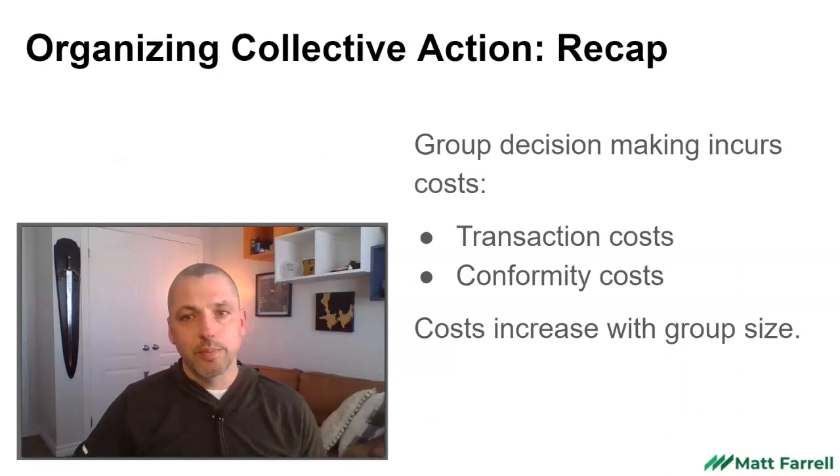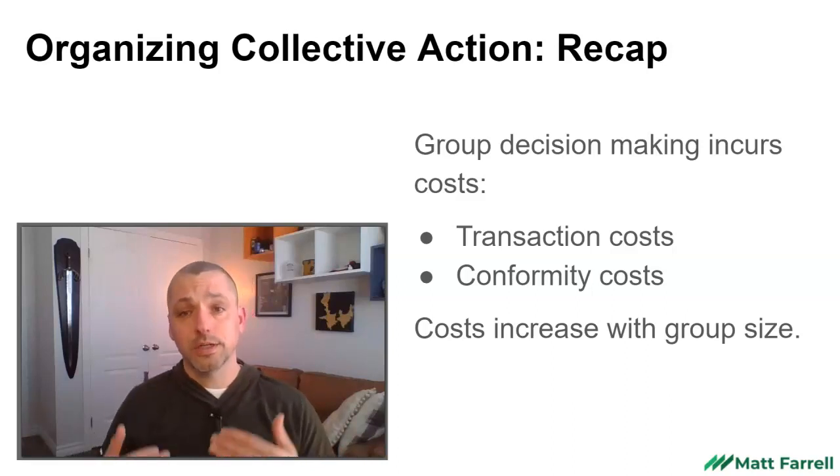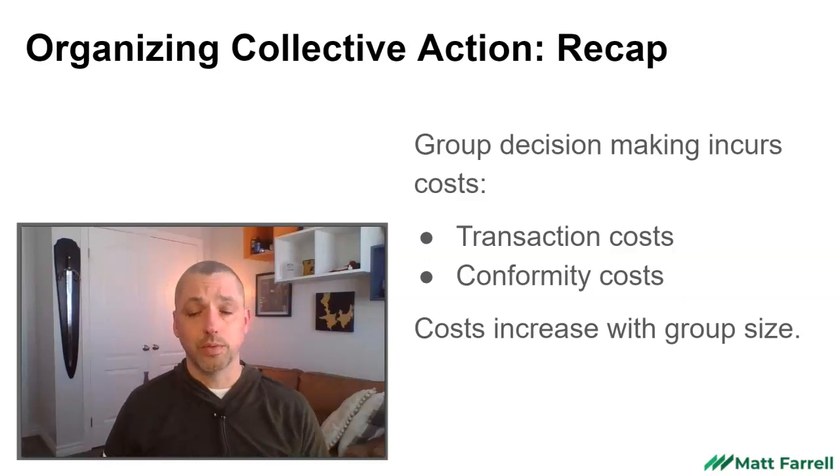So just to recap, at a very basic level, group decisions incur a cost. In fact, they incur two types: transaction costs, which are the costs of making a decision, and then the conformity cost, which is the cost of going along with a decision that you might not agree with. The costs will increase as the size of the group. The larger the group is, you'll have larger transaction costs, but you'll also have larger conformity costs as well.